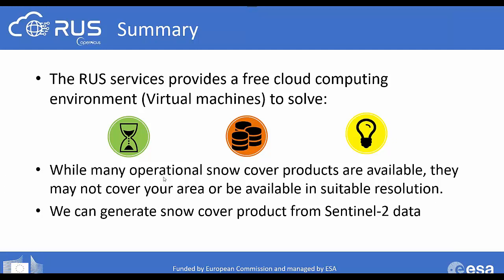And then a few words about the snow mapping. While many operational snow cover products are available, I've shown you all the lists on the TIA and all the other ones, they might not cover your area of interest, or they might not be suitable in suitable resolution or so on. So you can use Sentinel-2 data relatively easily to generate your own snow cover product. You can, of course, tweak the algorithm in any way that is suitable for your study area and so on. And SNAP is also a very good tool for that.